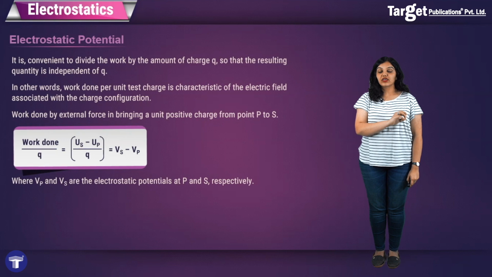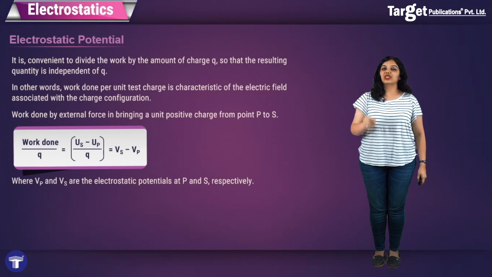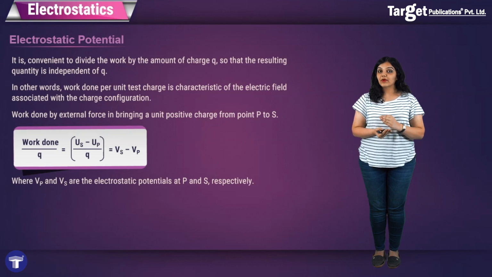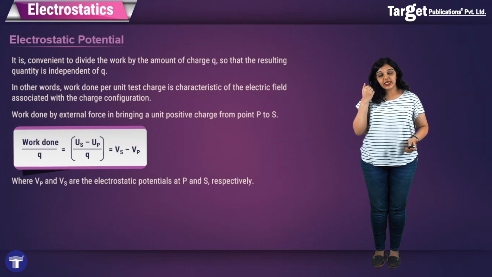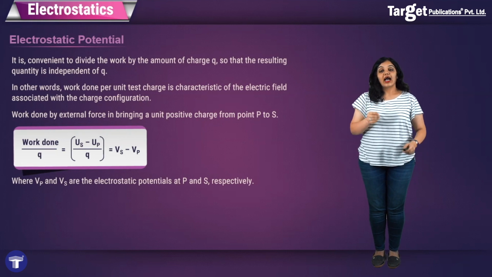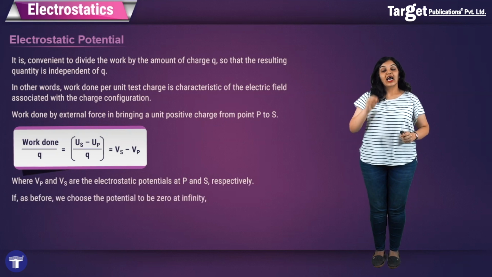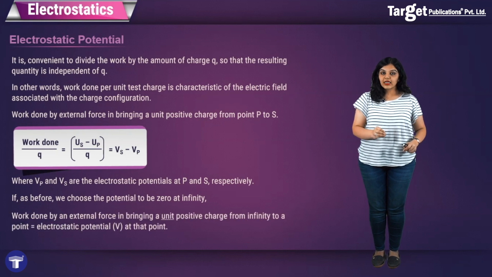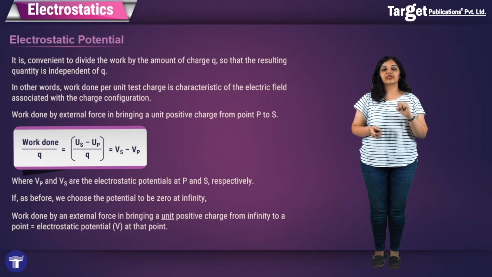So actually what we have found here is the electrostatic potential difference, which means that if I want to define the electrostatic potential at a single point, I will do the same thing that I did before. Before, when we had to find the electrostatic potential energy at a single point, I said bring it from infinity to that point, and the electrostatic potential energy at infinity I wrote as 0. I'm going to do the same thing here. I'm going to say you choose the point at infinity to have a 0 potential, and then I define the electrostatic potential at a single point to be such that it is the work done by an external force in bringing a unit positive charge from infinity to that point. And this is the definition of the electrostatic potential at that point.